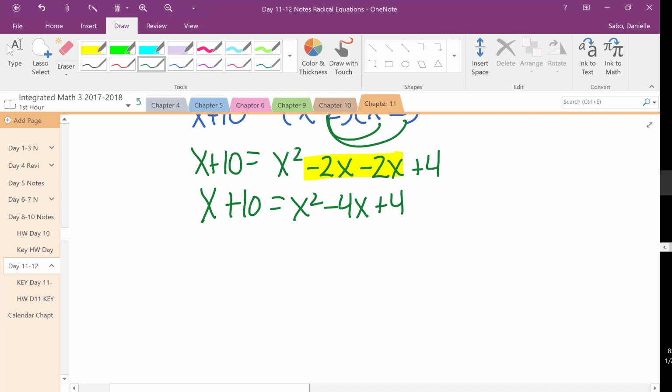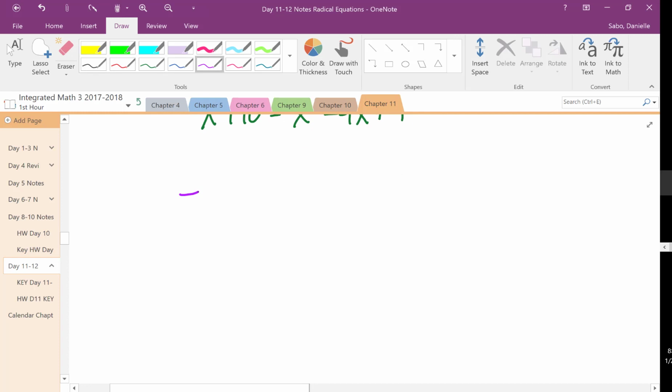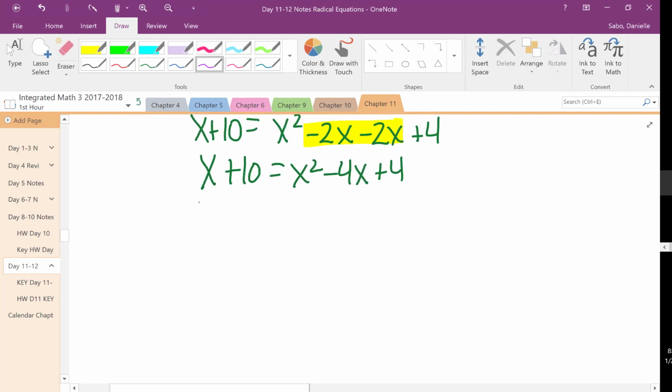Now, here's that situation where I have three terms. I have an x squared, I have an x, and then I have a constant. When that happens, you have to get everything to one side and factor. So whenever you have three terms, you have to set it equal to 0 and factor like we've done in the past. So what I'm going to do is move the x over and move the 10. Again, because the goal is to get 0 on one side. Make sure you put it under the correct spots where they're like terms, because these are going to cancel and I'm left with 0.